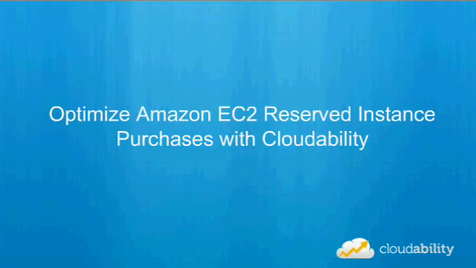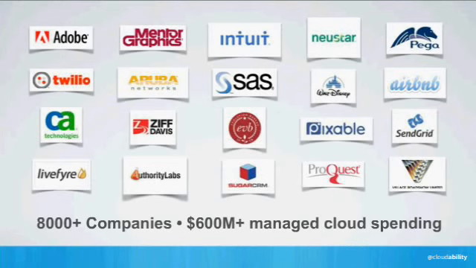Before I get going, though, I wanted to take just a second to give a little bit of context to Cloudability and where we are generating some of this data. If you're not familiar with Cloudability, we help over 8,000 companies manage over $500 million in cloud spending. And through that interaction with a lot of these large enterprise customers, we've really been able to crystallize a lot of best practices around reserved instance purchasing.